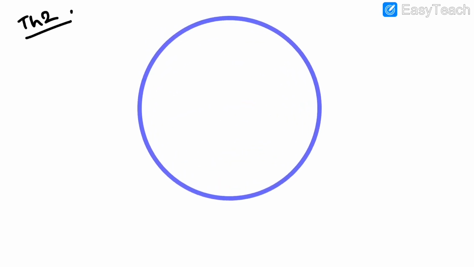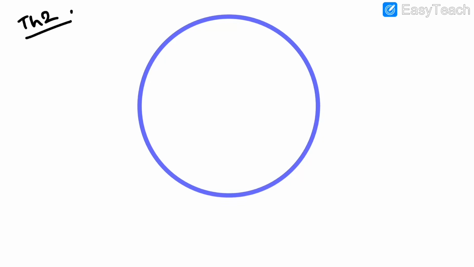Next we'll go on to do one more form of it. It is called equal chords. So this is another theorem. So let's say it is the property of equal chords. Let me draw a circle. So this is a circle. Now we'll draw any two chords.